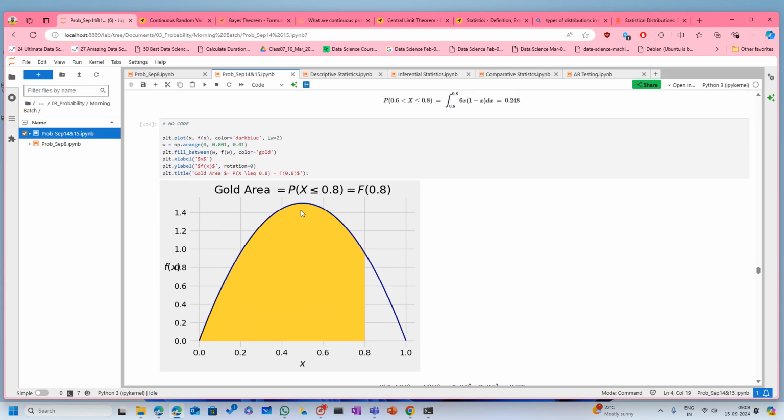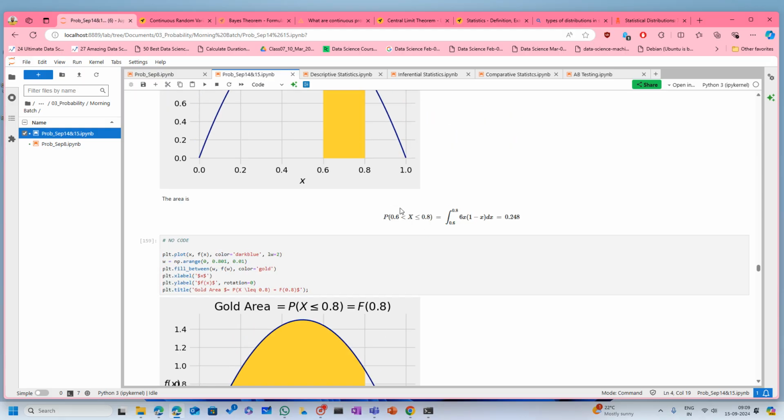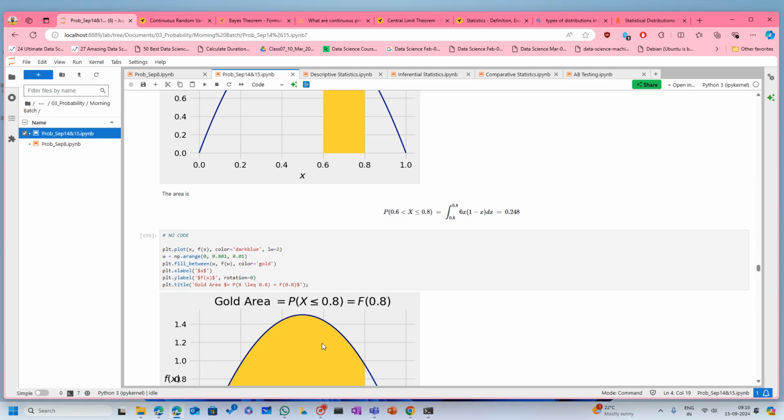Likewise, you can calculate the probability of x less than or equal to 0.8. If you calculate the area for this, you can calculate it just by substituting here, and you will get the area.